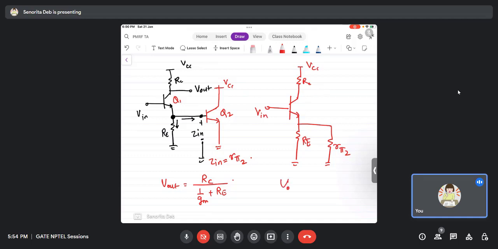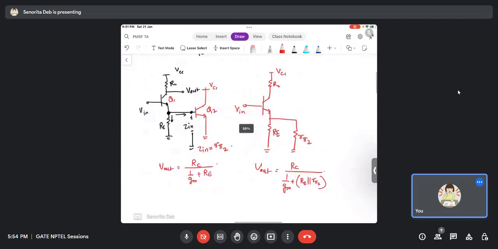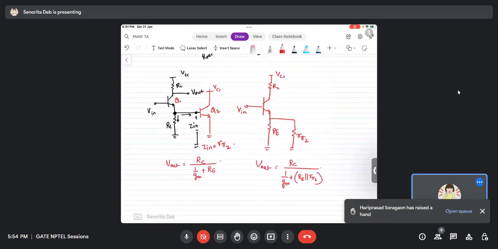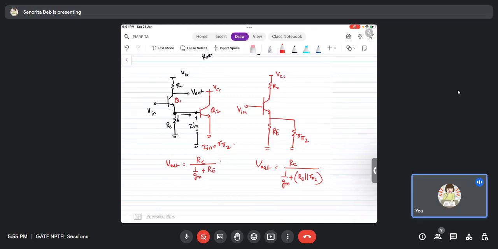Clear? So V out, is this clear? Anyone who had thought of in this line? If you are thinking in this way, then your thinking was correct. Okay. Ma'am, how to find R pi? Oh, it will be given in the question. Something will be given in the question to find that out. So what right now matters is how to solve this, like basically the derivation. So these kind of questions can be asked.